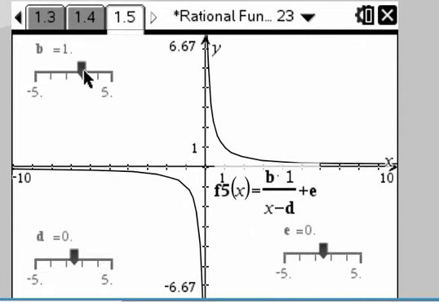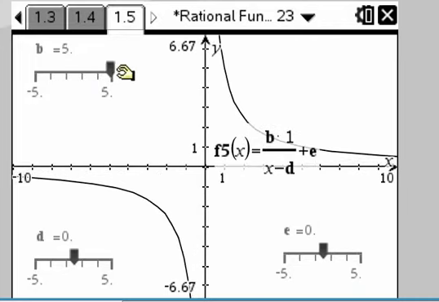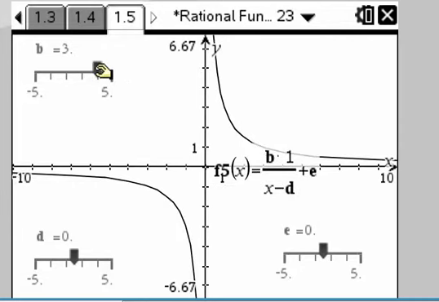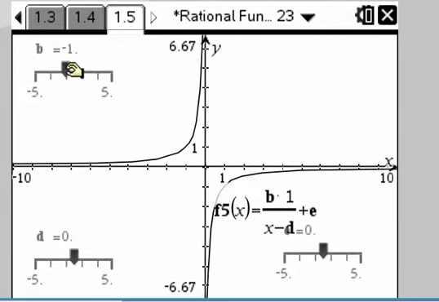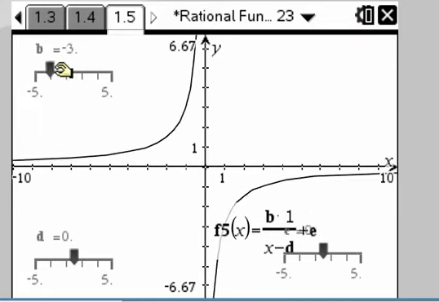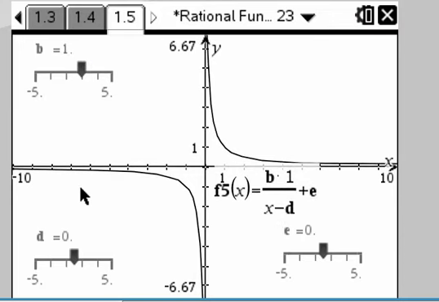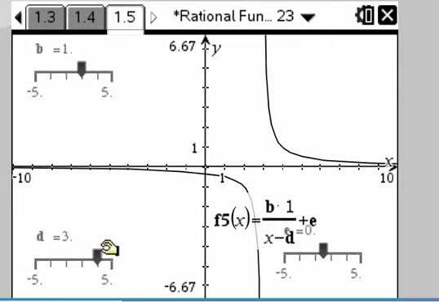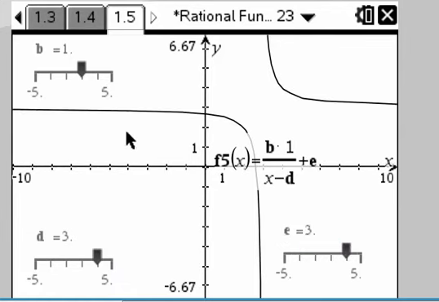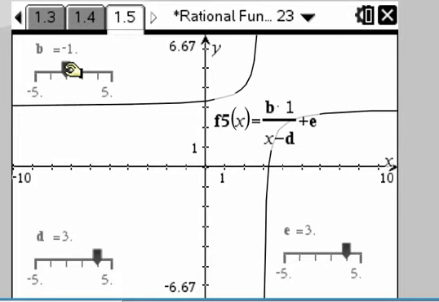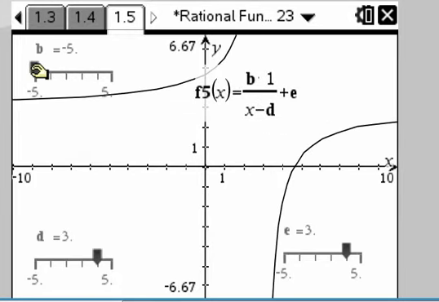And likewise, if b gets bigger, it dilates, it's a vertical stretch, and what happens when it gets negative? It reflects over the x-axis. So it behaves the same as what we saw with parabolas and other functions as well. So I can move this over here, I can move this up, and I could reflect it over and dilate it.